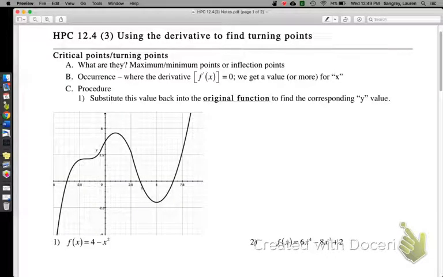This video is 12.4 day 3. We're going to continue the steps that we've been practicing with finding the derivative, and we're going to use that to find turning points on the graph. So what are turning points?